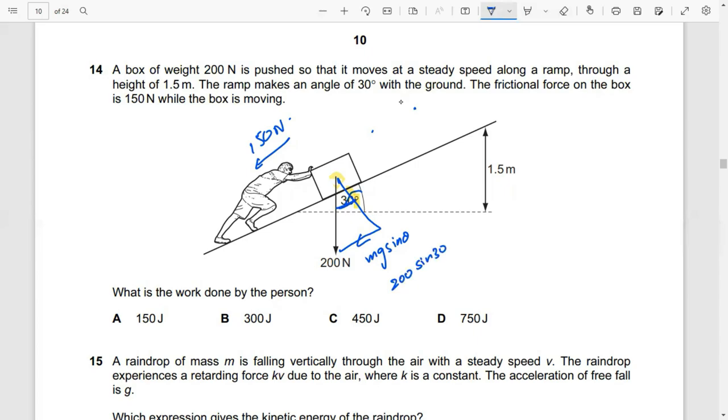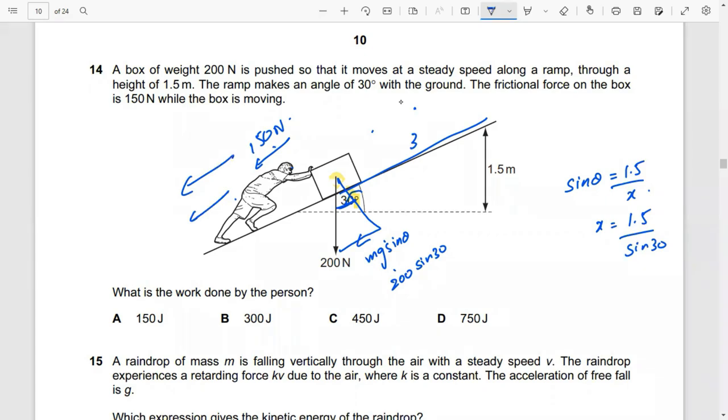Achha, aapne ab ye distance find karna. ये आप करेंगे sin theta is equal to opposite over hypotenuse. तो this is 1.5 over sin 30. से आपके पास ये distance आ जाएगा. ये कितना आता है? 3 आता है. This is 3. अब आप क्या करेंगे? mg sin theta और 150 को add कर लें. क्योंकि ये दोनों forces इस तरफ लग रही है ना?